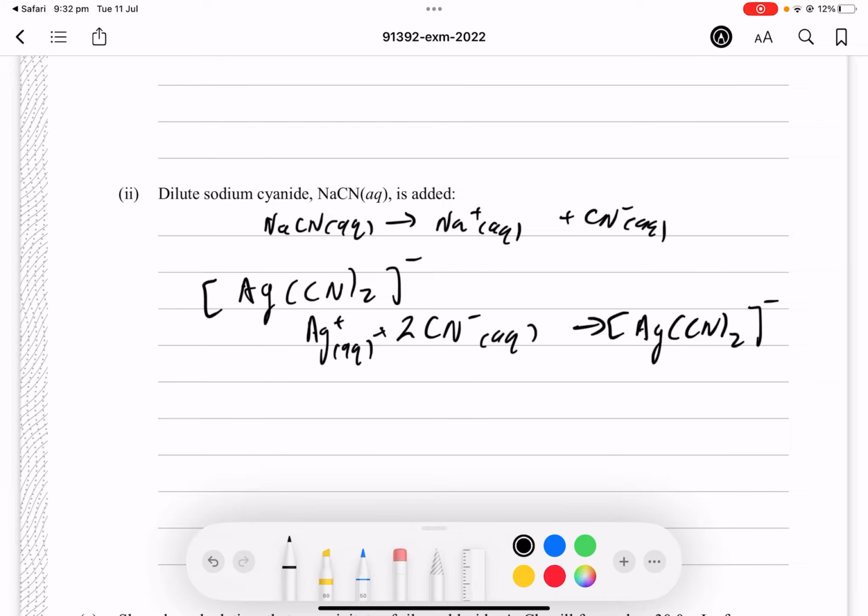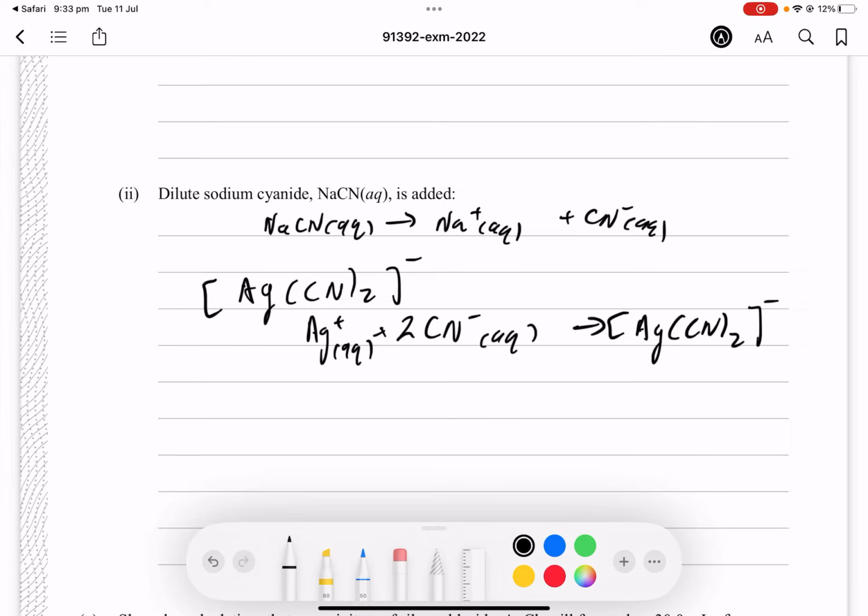So what does this do? In this case, we're seeing that some Ag+ ions are reacting with the excess CN- ions produced by the NaCN. Therefore, Ag+ ions are being removed from the equilibrium to form this complex ion. So again, there's going to be a shift in equilibrium to reduce the change. In this case, the amount of Ag+ ions is being reduced, so it's going to shift to produce more Ag+ ions. So more Ag2CrO4 will be able to dissolve, and therefore the solubility will increase.